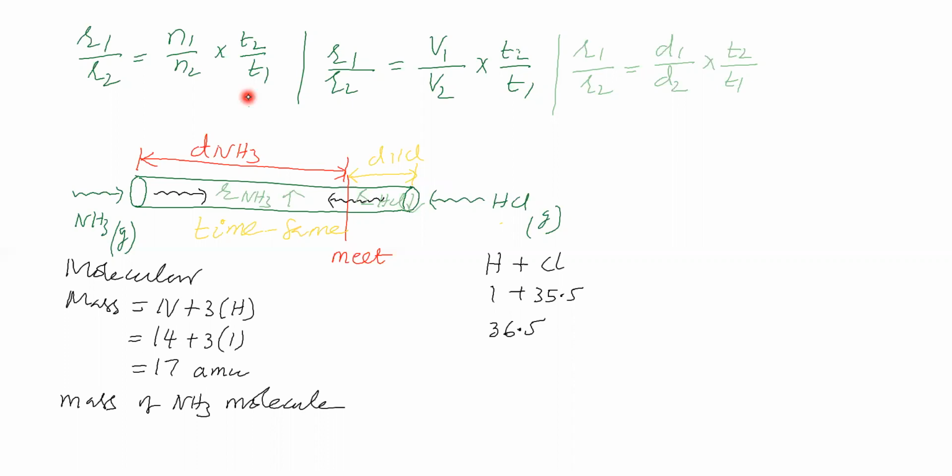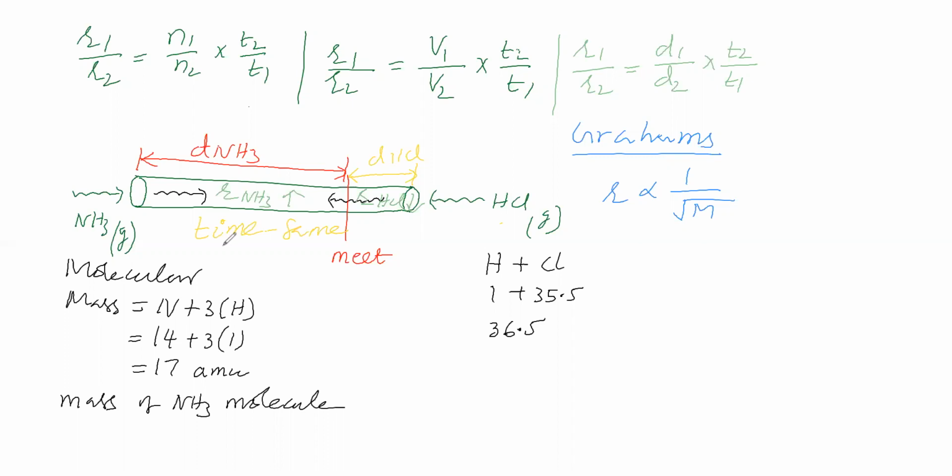So, what will be the relation between rate of diffusion and molecular mass? Will they be directly proportional or inversely proportional? Inversely proportional. So rate of diffusion and molecular mass are inversely proportional to each other. So what does Graham say? Graham's law says that the rate of diffusion is directly proportional to 1 by the square root of molecular mass.